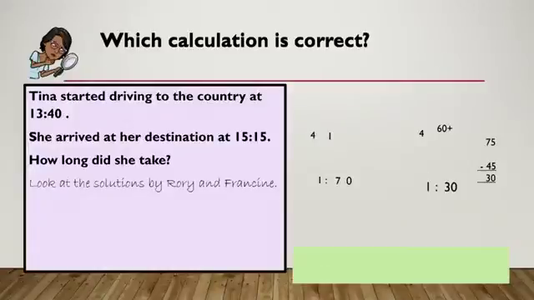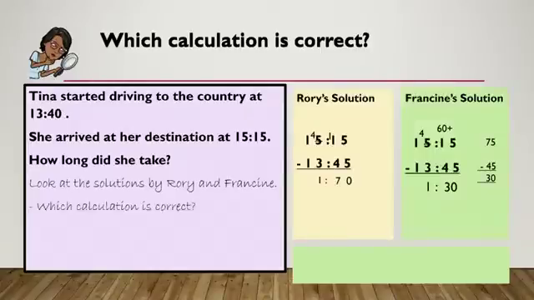All right, here's a question for you. Tina started driving to the country at 13:40 hours. She arrived at her destination at 15:15 hours. How long did she stay? Let us look at 2 solutions, one by Rory and one by Francine. Let's look at Rory's solution. Which calculation is correct? Let us see if we can understand Rory's calculation. We'll go to the board.